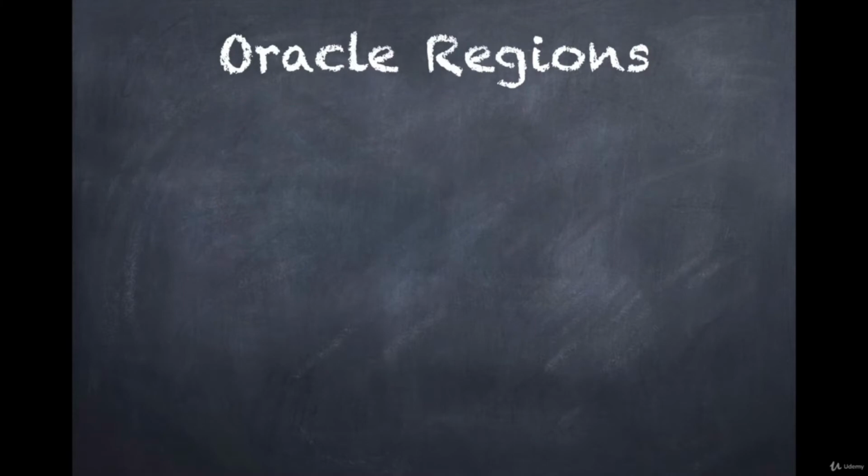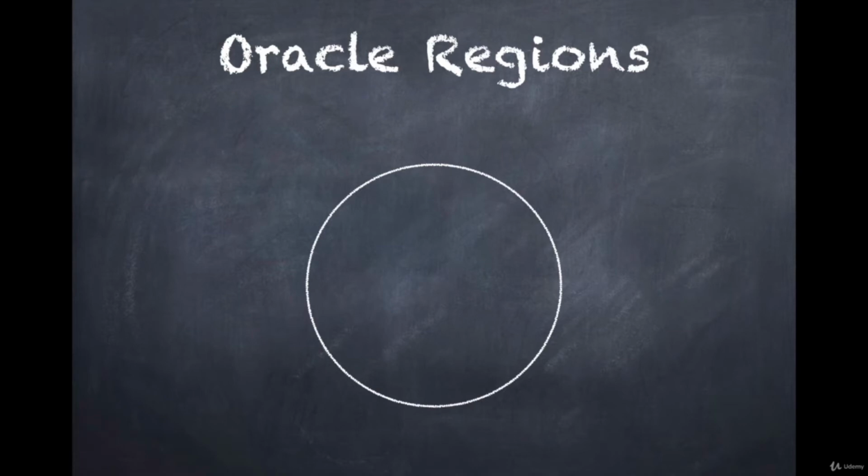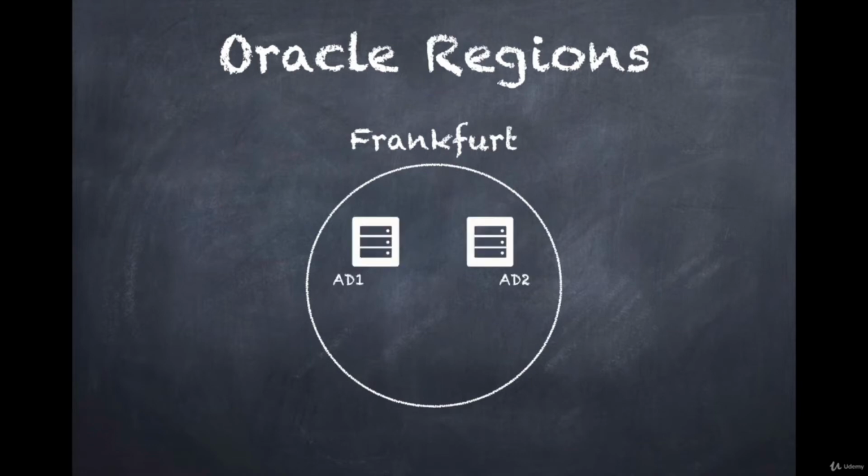So one term which is very important to know is the concept of the Oracle region. Which is an Oracle region? Typically, it's a city, for example, it could be Frankfurt, in which Oracle provides 3 different data centers. So these 3 data centers are called availability domains.